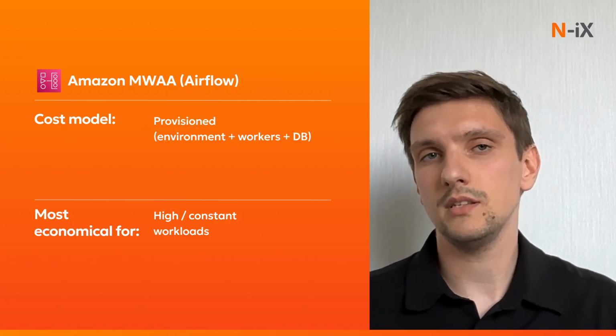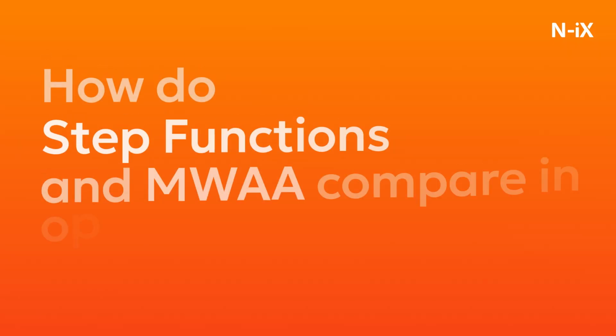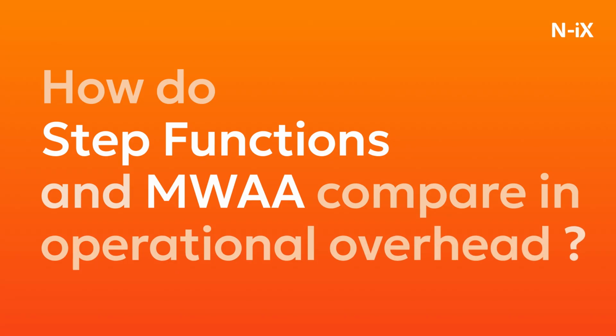So the rule of thumb is, for low and sporadic load, Step Functions is almost always cheaper. For high and constant loads, MWAA becomes more economical as you amortize the cost of the provisioned environment over many, many tasks. Okay, that's a crucial breakdown for budgeting and planning. However, when it comes to managing all the services day by day, how do Step Functions and MWAA compare in operational overhead? It's a great question.